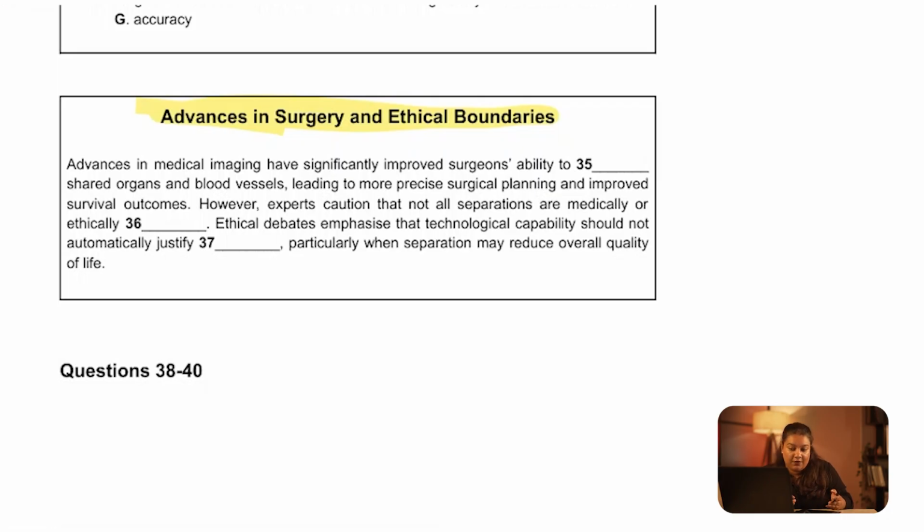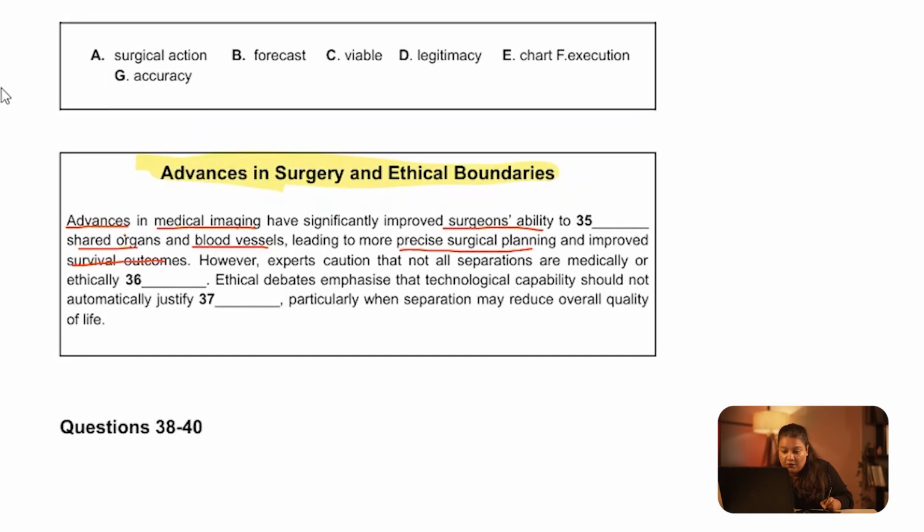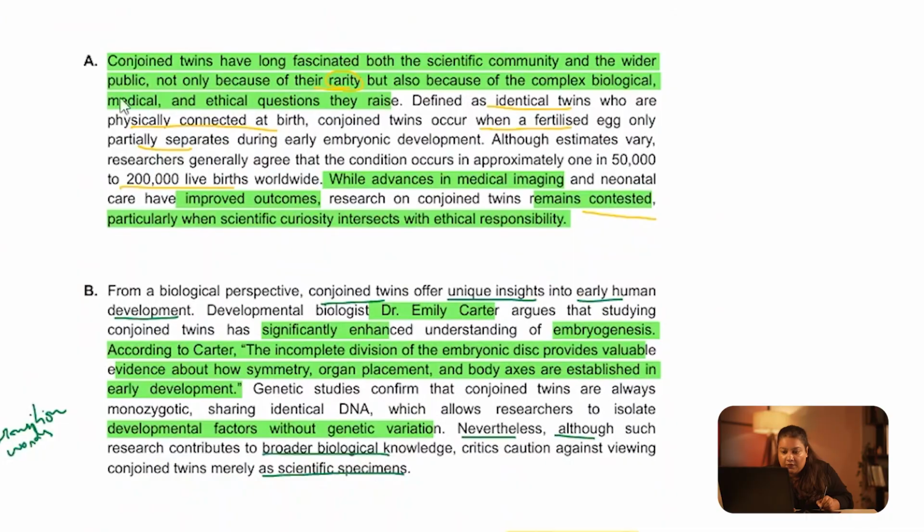So that's a long information because it's a summary completion. They have summarized probably 2-3 sentences into a single sentence or an entire paragraph into one sentence. So let's carefully select our keywords. Advances, medical imaging, surgeon's ability, blank, shared organs and blood vessels, leading to more precise surgical planning and improved survival outcomes. So let's go back, look for medical imaging, organs, blood vessels, ability to blank. So the word that is before the blank and after the blank is very important, so we are able to choose the correct missing word. So let's start skimming and scanning from the beginning.